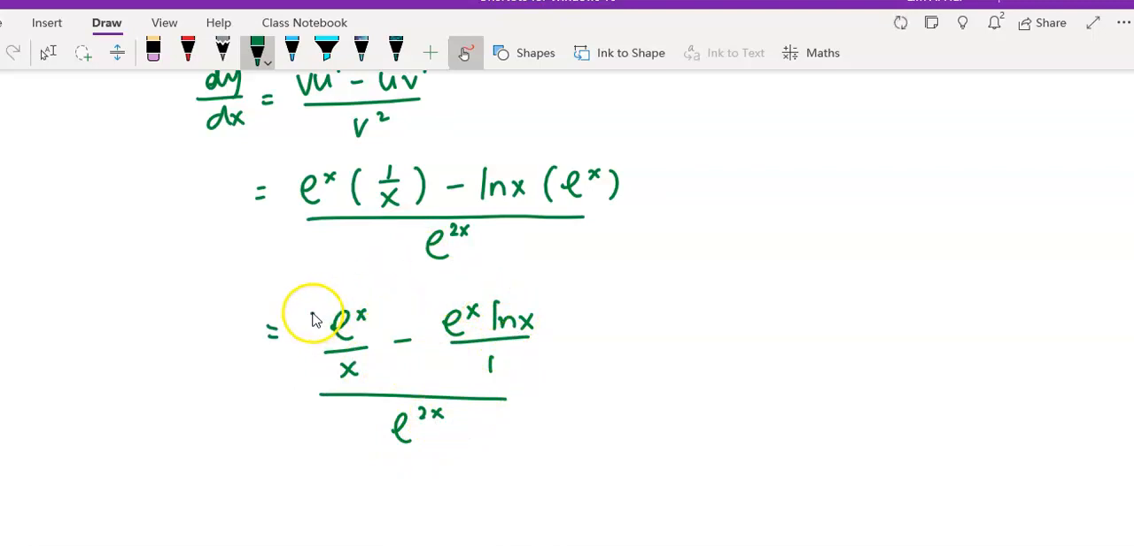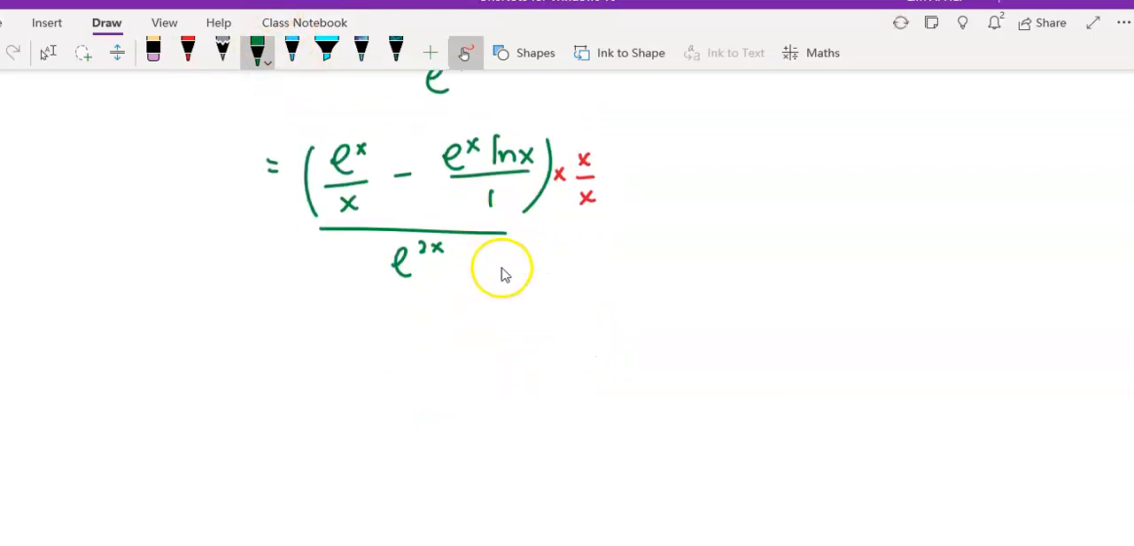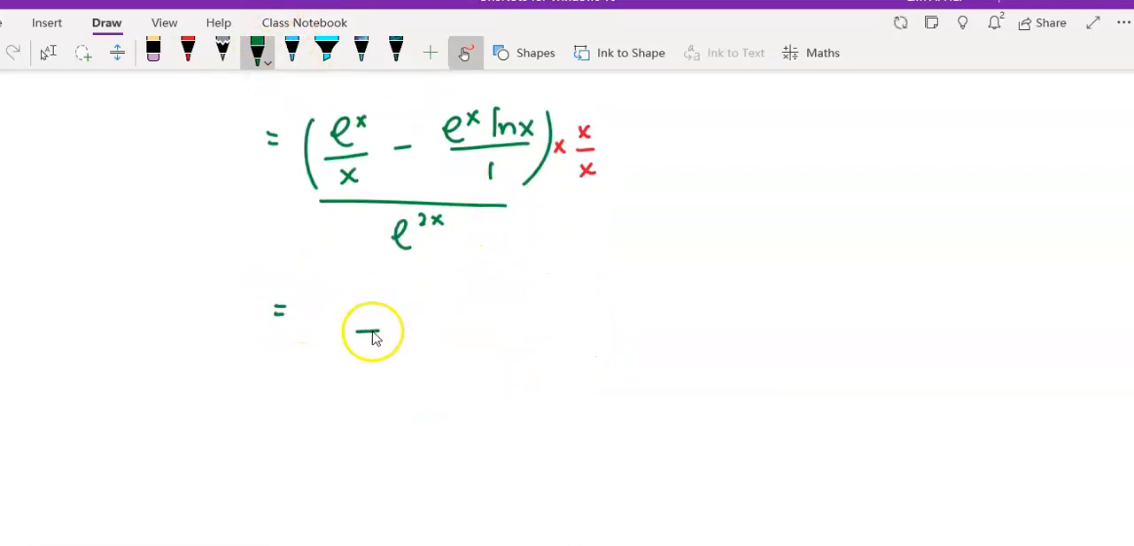To equate denominators for this top function, you need to multiply the second term by x over x. Then this will produce x as a denominator, and here you have e^x minus x e^x log x, and down here you have e^(2x). So the denominator you have is x e^(2x).